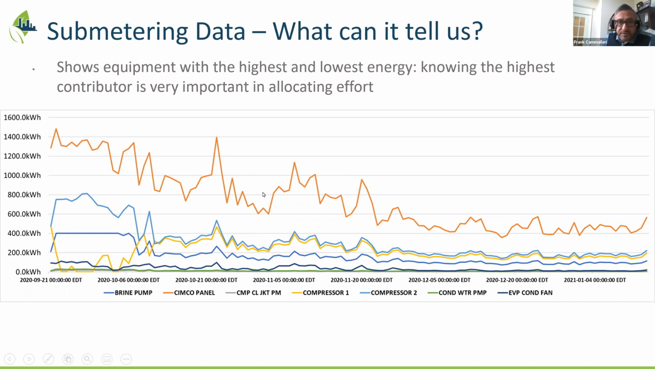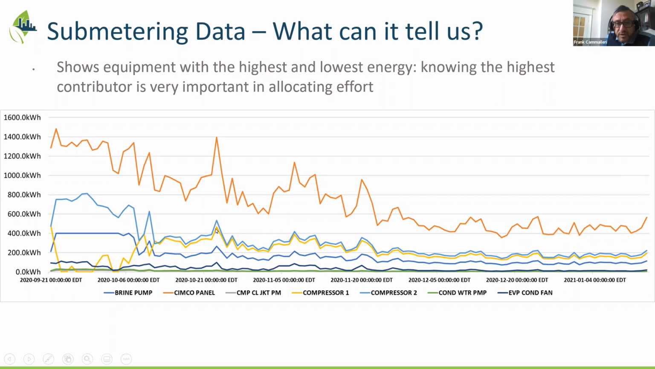What's really good about this is that it gives you the orders of magnitude of the different types of equipment. This is the overall aggregate, but here you can see one compressor, and this is the other compressor. Both the light blue and the yellowish color show that the compressors, in the grand scheme of things, are the single most energy-using equipment of the refrigeration plant. Probably not a surprise to you, but it's good to know that and validate and verify it.